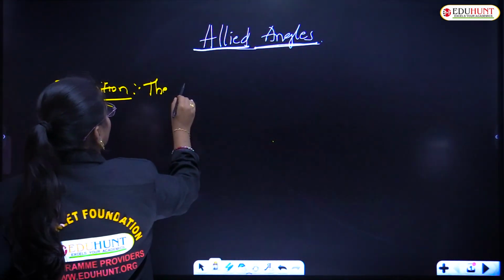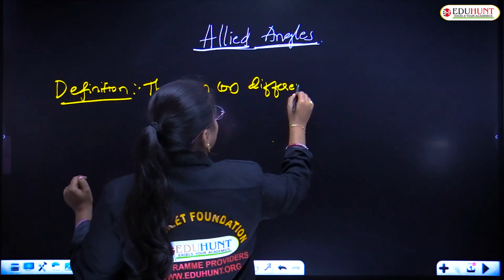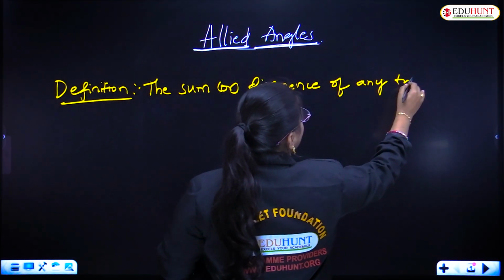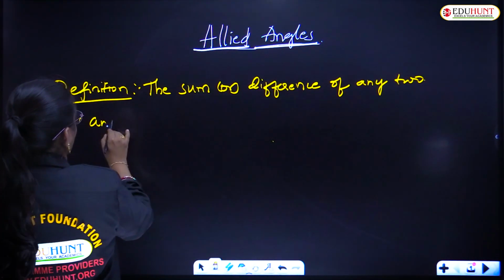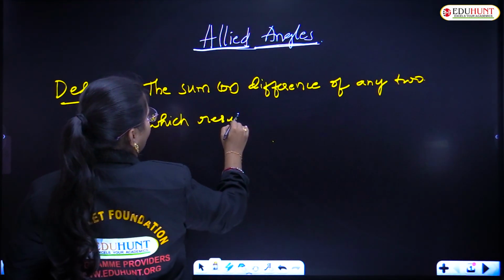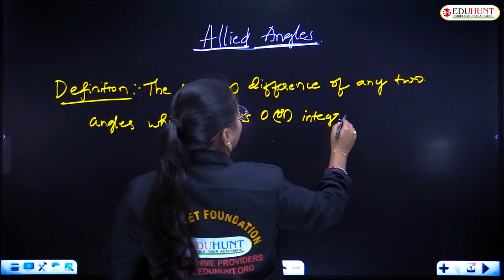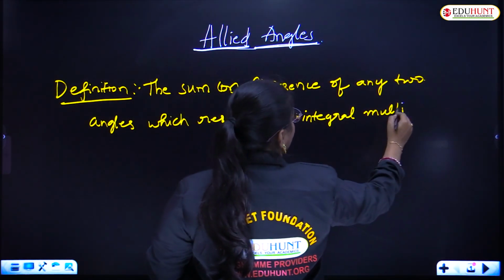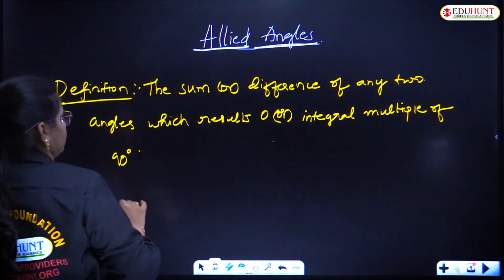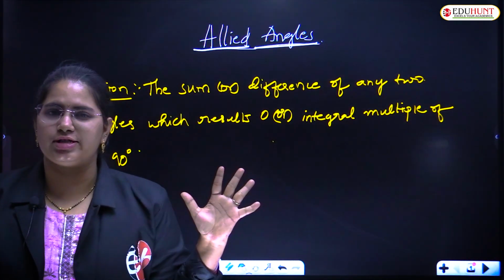The sum or difference of any two angles which results in 0 or an integral multiple of 90 degrees.